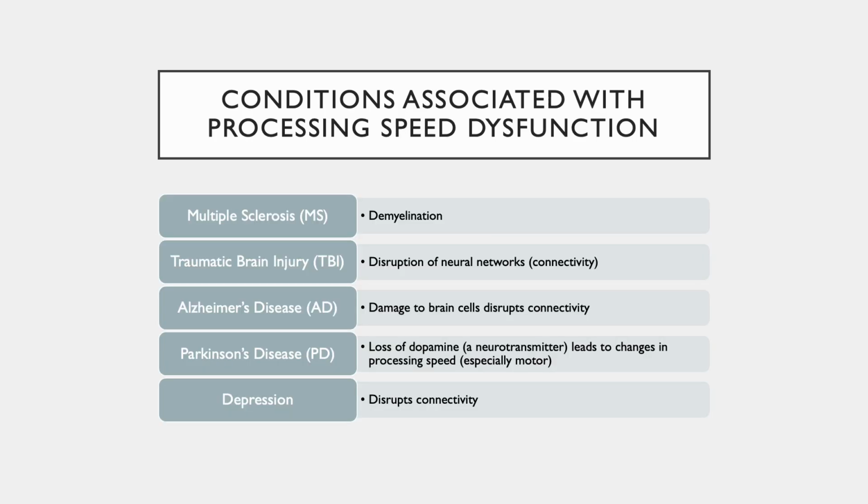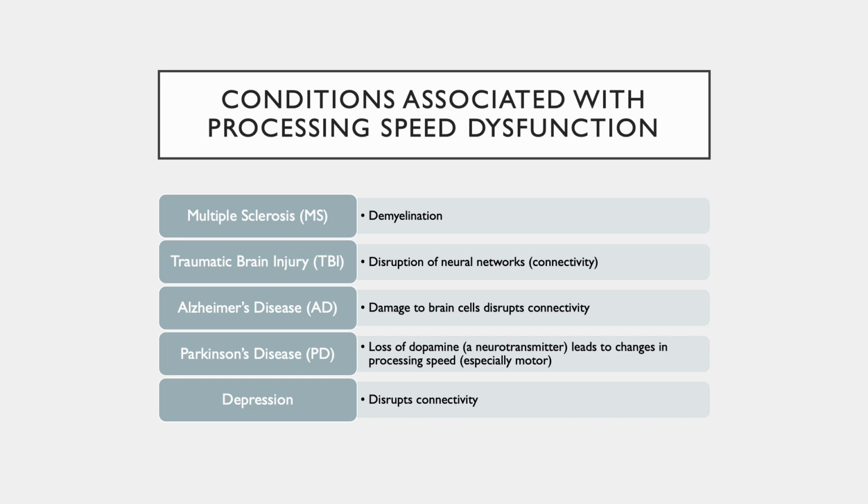There are also a number of conditions associated with processing speed dysfunction. In some of these, processing speed may be the primary area of cognition impacted, but in others, like Alzheimer's disease, for example, processing speed dysfunction comes along with dysfunction in other areas typically as well. Other areas are reversible. So, for example, processing speed difficulties in depression can remit when depression is treated.